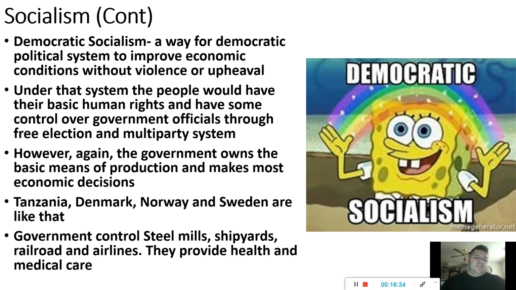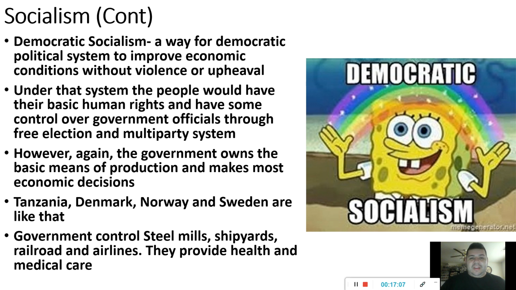Again, in this system, the government does own the basic means of production, and they make most economic decisions. They don't make all economic decisions; they make most. Some people feel this is good because there's some information that the government knows about that private companies probably don't. Because governments usually have knowledge of other countries, so they know what's going on.